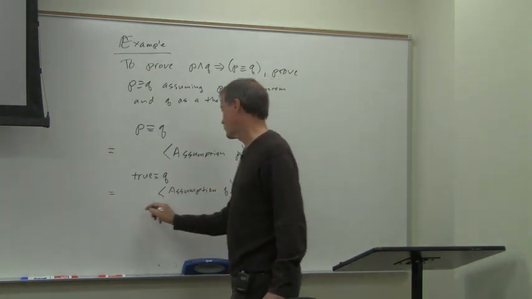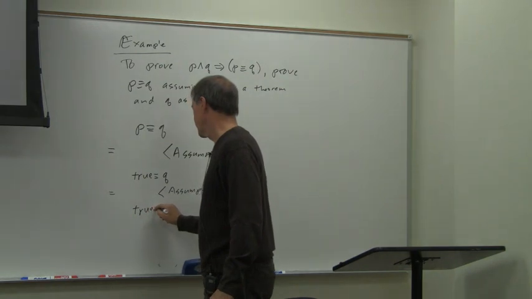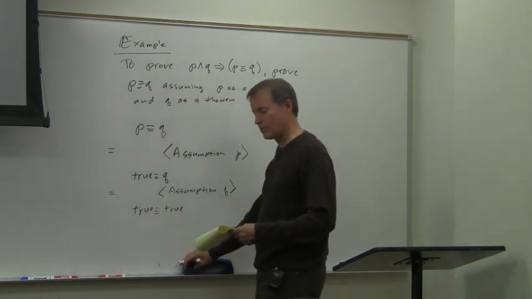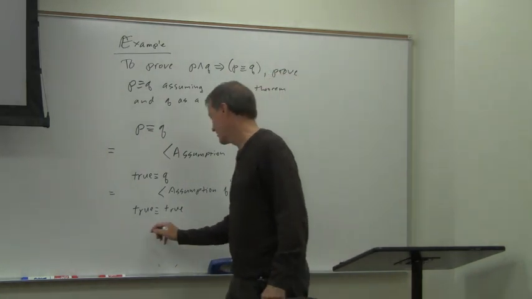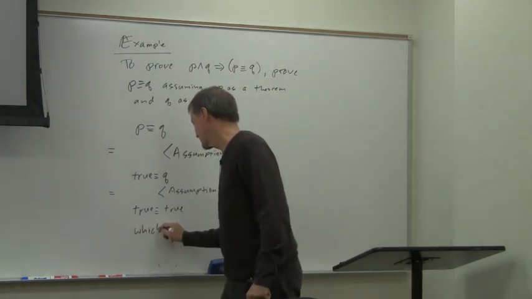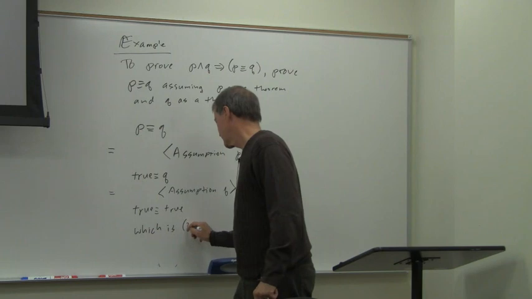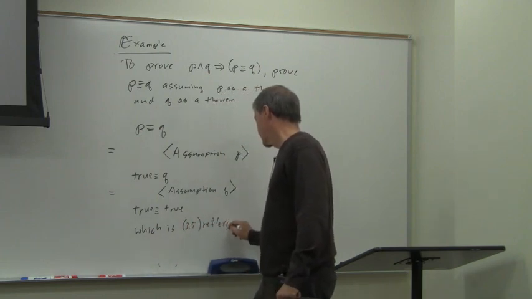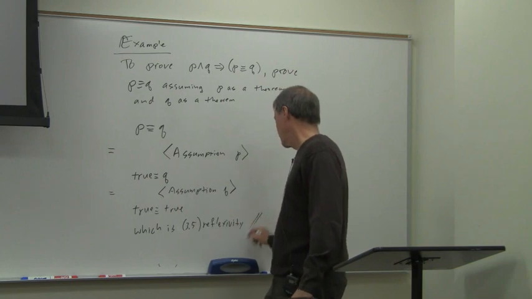True equals true. Equals true, which is replaceable. Yeah, which is 3.5, P replaced by true. 3.5 reflexivity. Boom.